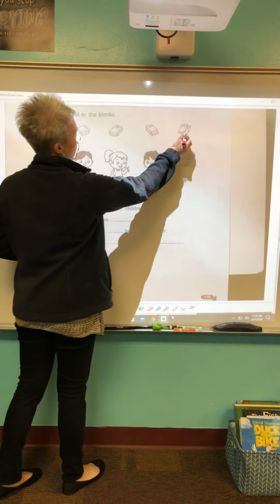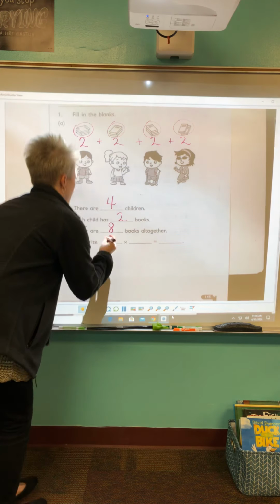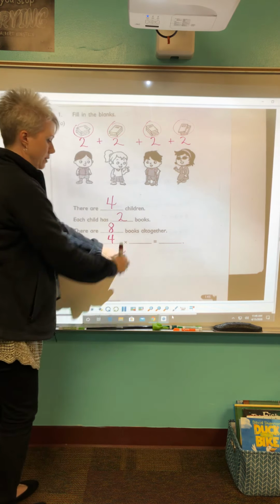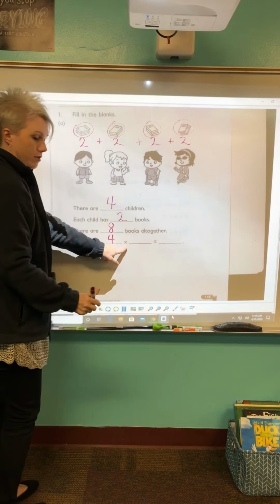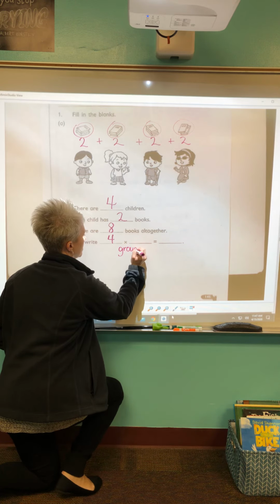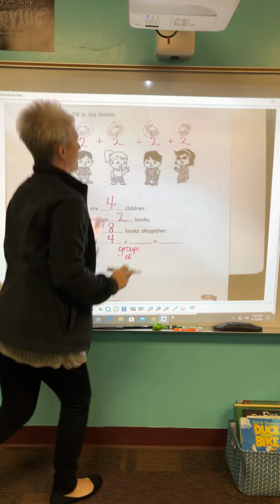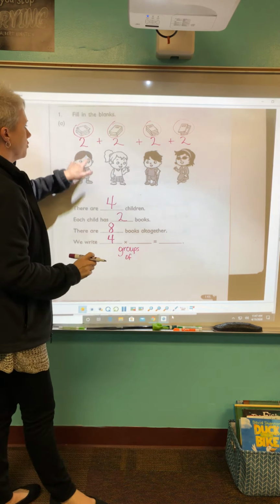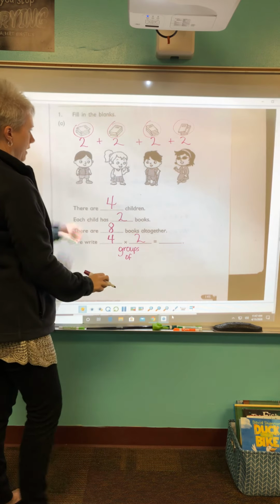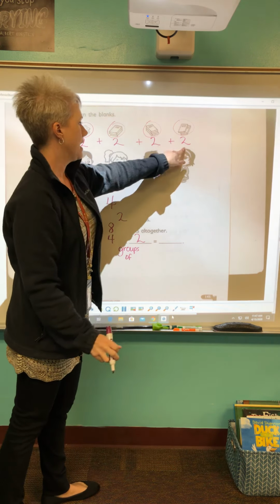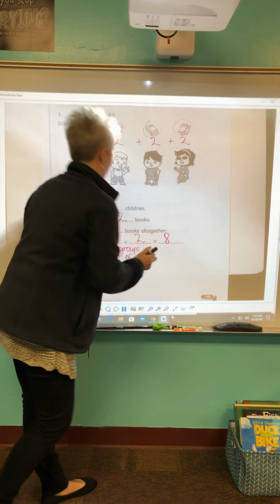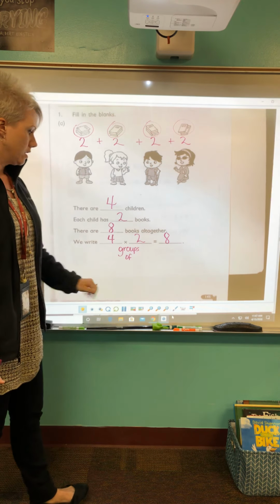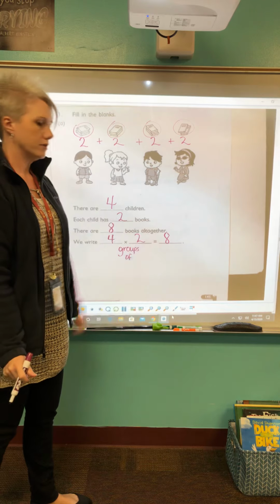So we write this as 4 groups, 1, 2, 3, 4. 4, remember X means to multiply and it stands for groups of. So 4 groups of, and how many is in each group? 2. 4 groups of 2 equals altogether 2, 4, 6, 8. 4 times 2 equals 8. 4 groups of 2 equals 8.